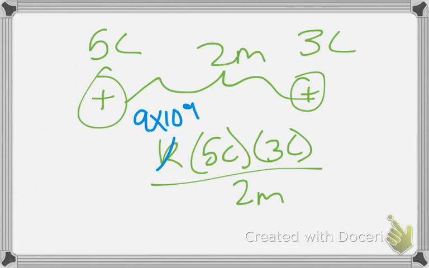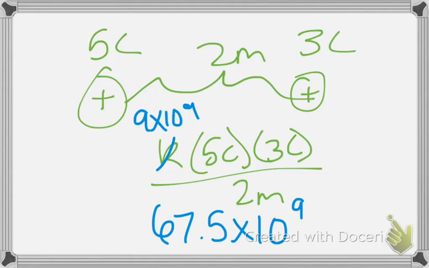So let's say 5 times 3 is 15. 15 divided by 2 is, what, 7.5? 7.5 times 9 is 67.5. So this would be 67.5 times 10 to the ninth, and that would be joules. That's a huge amount of energy.